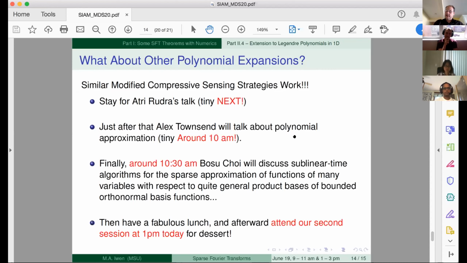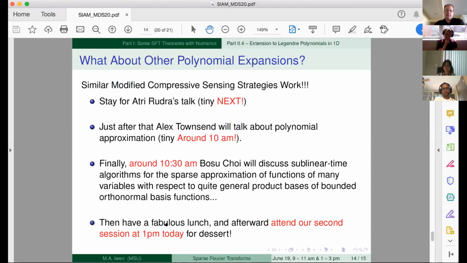And finally, after you have a great lunch, which will hopefully not make you too sleepy, you should come back and listen to our 1 p.m. session, where again we'll have Lutz talking about rank 1 lattice-based approaches for solving some high-dimensional function approximation problems, as well as the applications that I discussed for sparse Fourier transform techniques in engineering. And also in the 1 p.m.